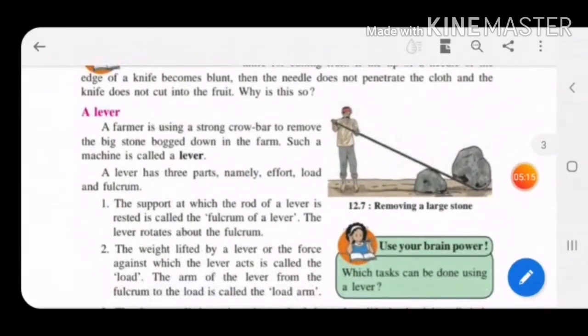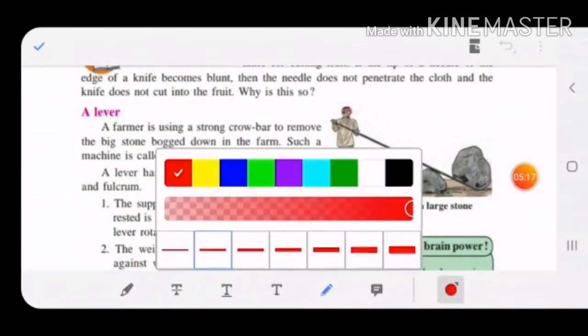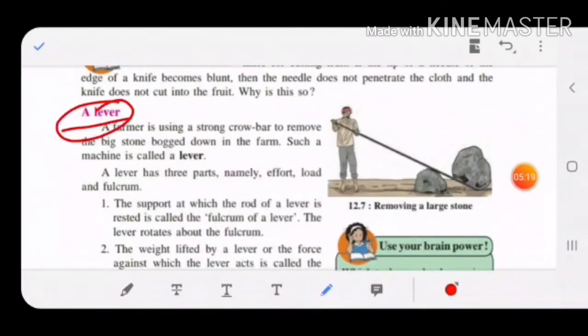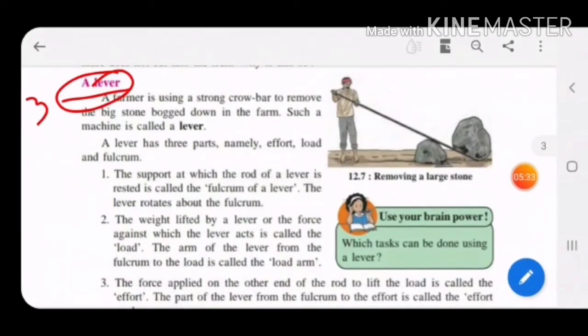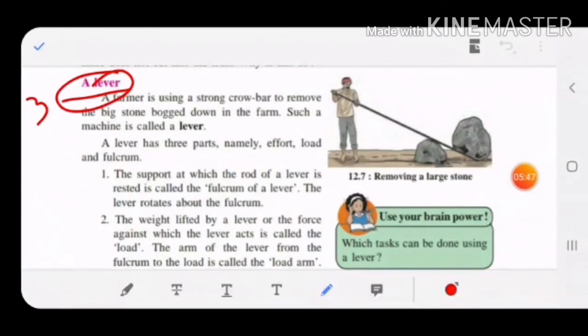Now let us start with the third important simple machine which we are going to learn in this chapter, the lever. First one was the inclined plane, second one was the wedge. Now let's start with the lever. Children, a lever has got three parts. Remember that: effort, load and fulcrum. Now I'm going to explain these three parts in detail. Which part is called an effort, which one is called a load, and which one is called a fulcrum. Here is a farmer in this picture, can you see, children?